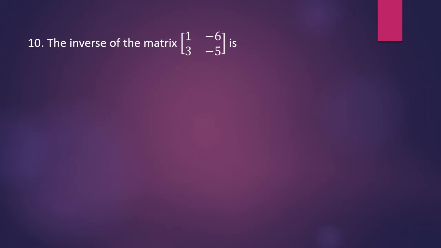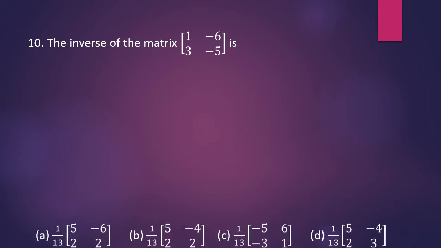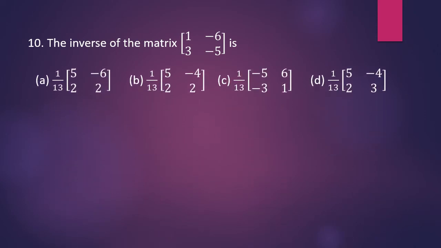Next one, we have to find the inverse of this 2 by 2 matrix. These are the four options. We have to check which one is the inverse for the given matrix here. So we have one formula, A inverse is equal to adjoint A by determinant A. So we can easily find the adjoint of a 2 by 2 matrix.